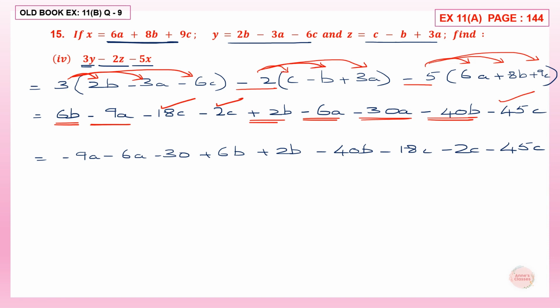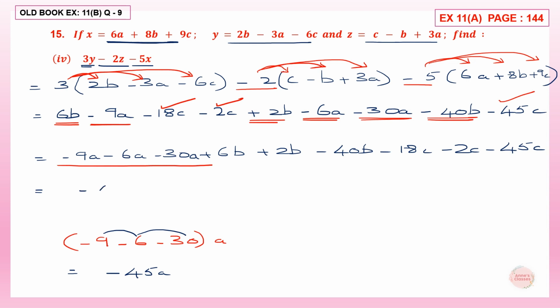Now let's work on all the like terms. So this is a here. Let's take the numbers. Numbers are minus 9, minus 6, minus 30, and all this is a. They're all minus signs, so the sign will be the same. We have to simply add. 9 plus 6 is 15. 15 plus 30 is 45. So we've got minus 45a.